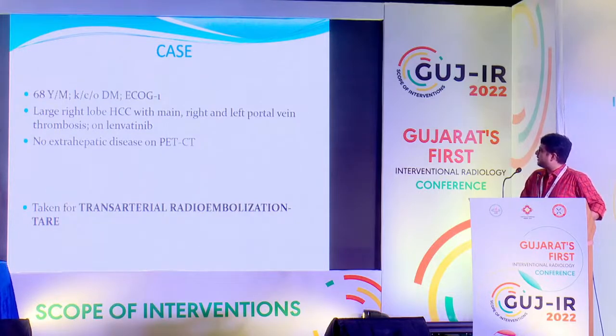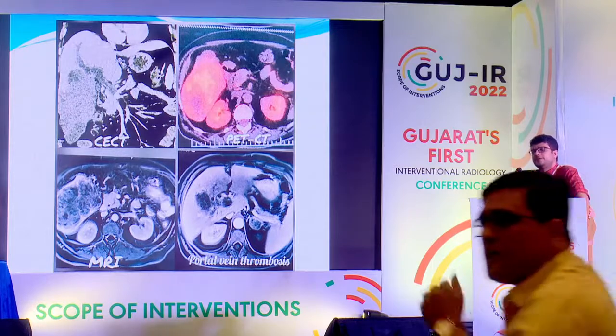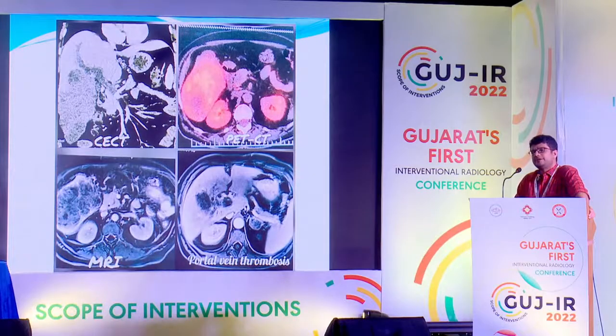Then, a 68-year-old male, diabetic, good general condition, large right lobe HCC with portal vein thrombosis, was on lenvatinib as a systemic therapy, but there was no extrahepatic disease on PET. So transarterial radioembolization was done, where we inject a radiotherapeutic agent, yttrium-90, which emits beta rays, into the tumor specifically by the angiographic route.